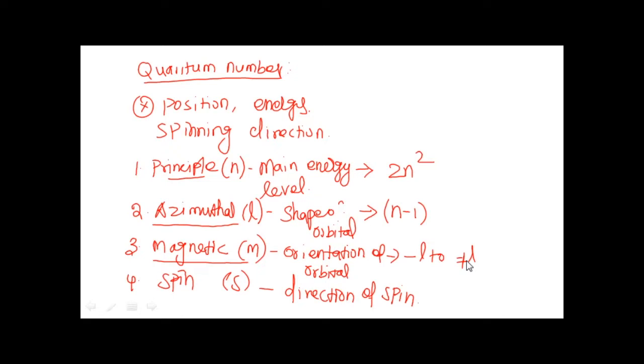And then the spin quantum number has two possible values. One is plus half, another one is minus half. Plus half is the clockwise direction. This is the anti-clockwise direction.